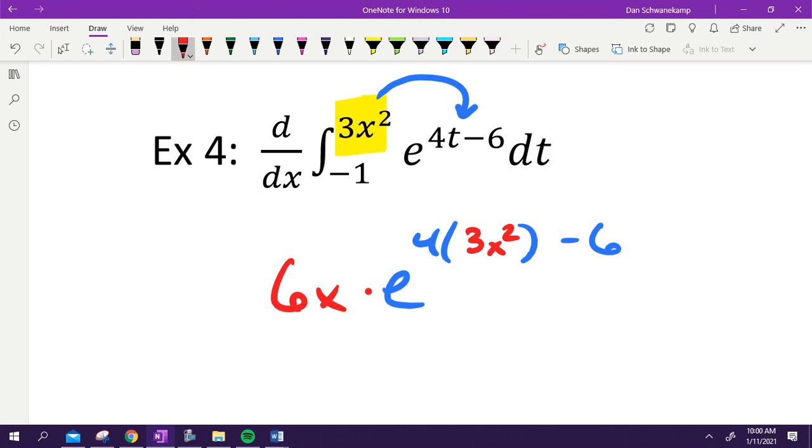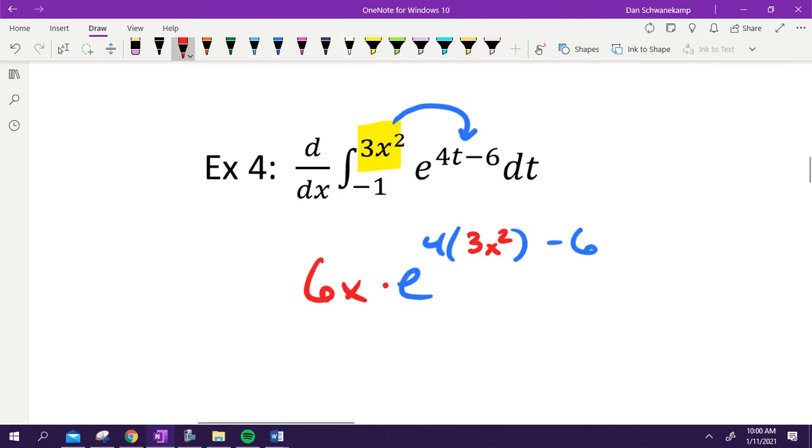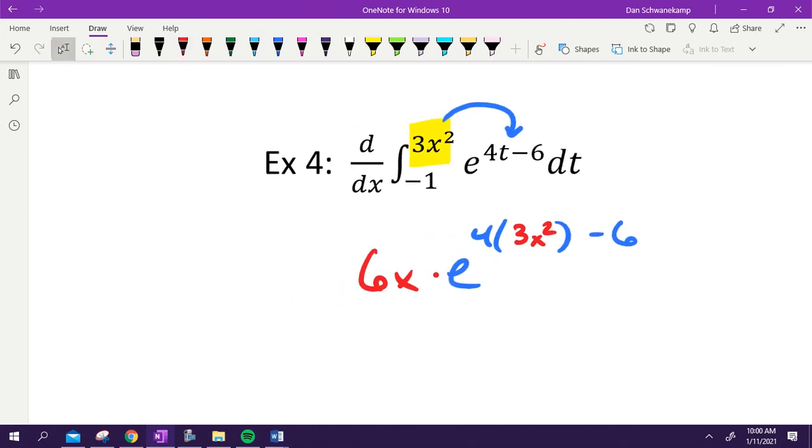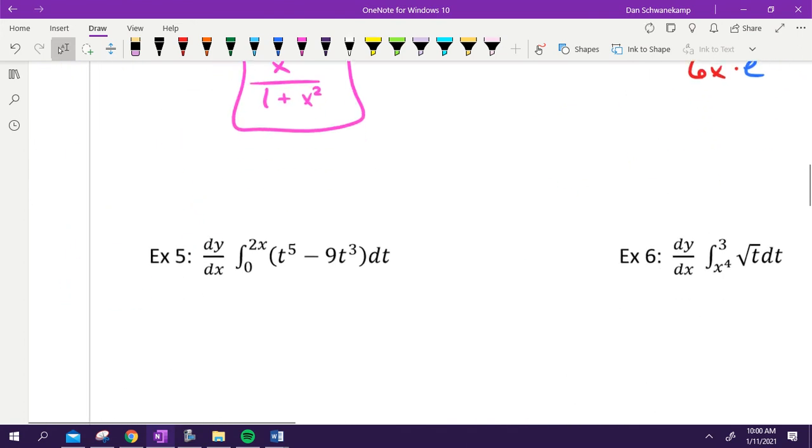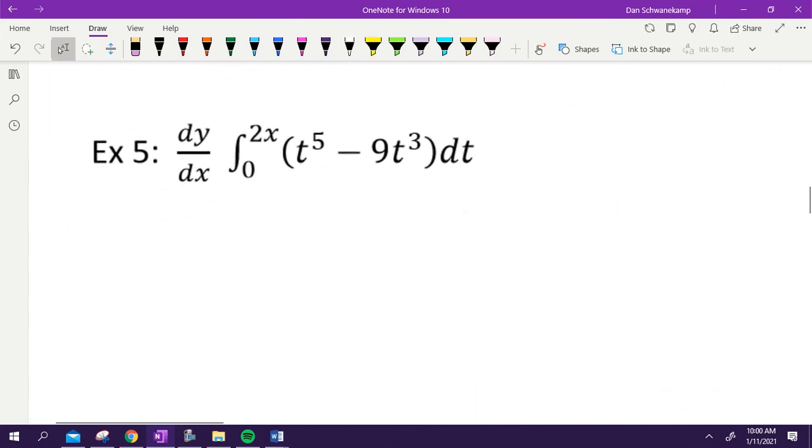Nope. I mean, we could. It'd be 12. You just want it in the upper bound. If it's in the upper bound, we can plug it in. Let's go to the next one.